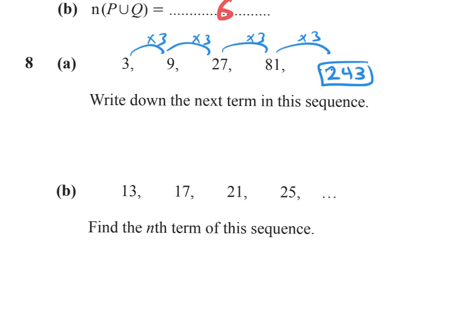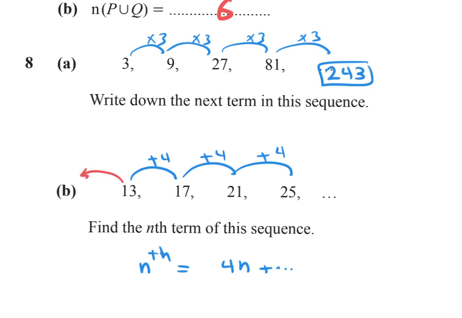Okay. Now, for B, 13, 17, 21, 25. Find the nth term for this sequence. So first, try to deduce the rule. What is the rule? Plus 4, plus 4, plus 4. Okay. So how to find the nth term? If you add the same number, 4n plus, to find plus what? Just go back for 1.